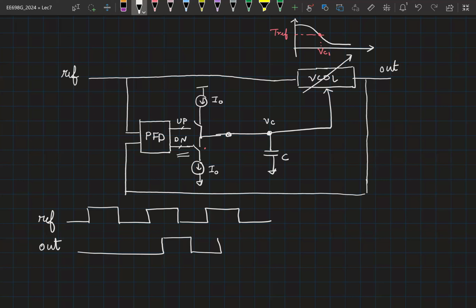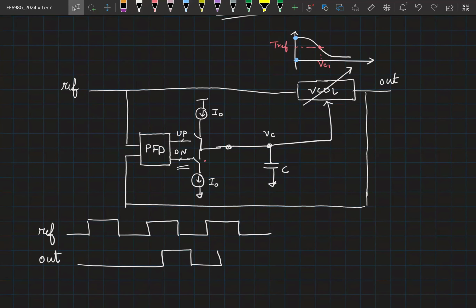So what is happening is, I mentioned that VC is 0 in the beginning. If VC is 0, that means my delay is somewhere here. And this delay is greater than T_REF, right? So this edge should appear at the output after a delay more than one T_REF. Therefore, I have to draw it beyond this point. That's it. Okay.